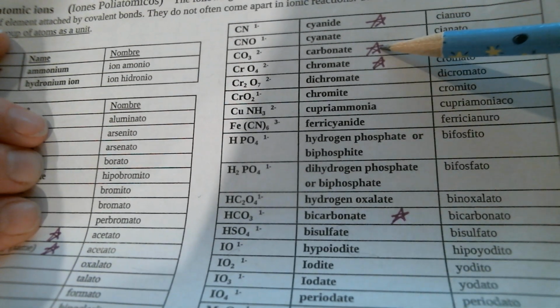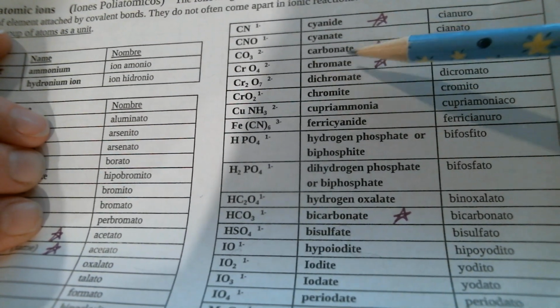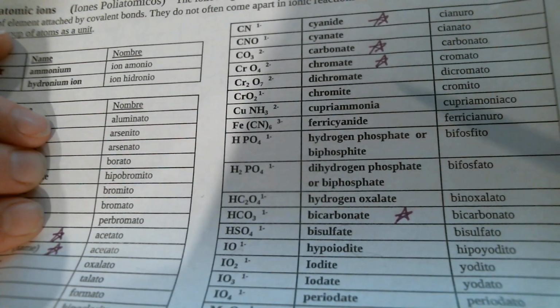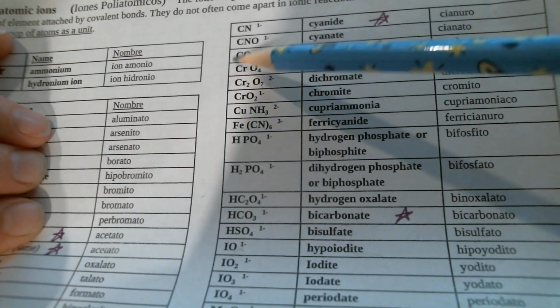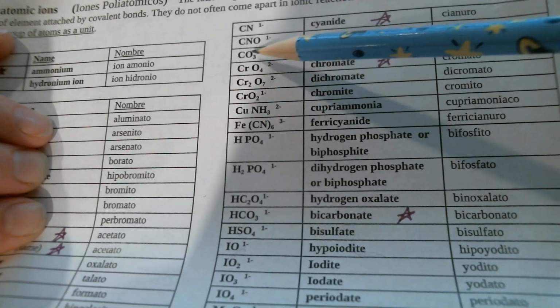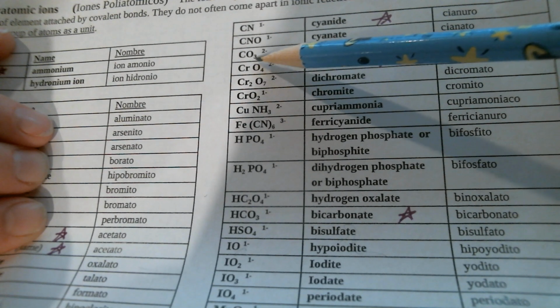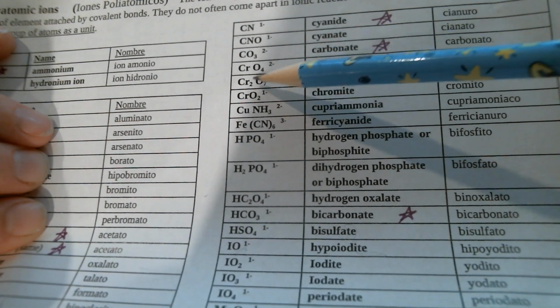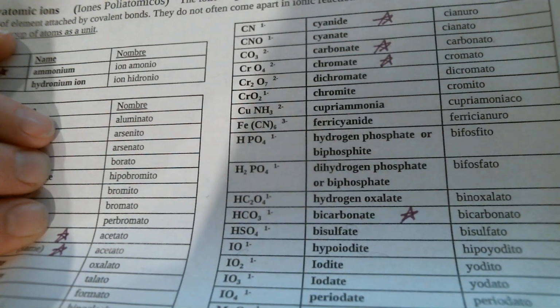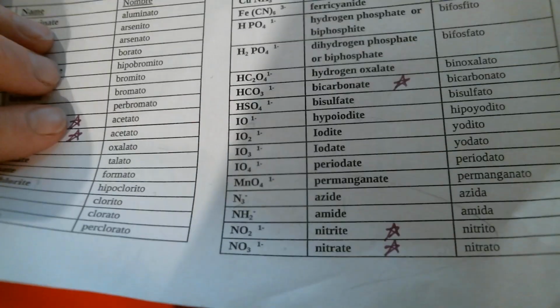Okay, so carbonate, that's the one we were looking for. Okay, I've got it in Spanish, I've got it in English, and then here is the unit. This is the polyatomic ion. And this has a certain formula. Do not change these little numbers here. Do not change them. Write them exactly like they are. Don't disappear them. Don't change them.